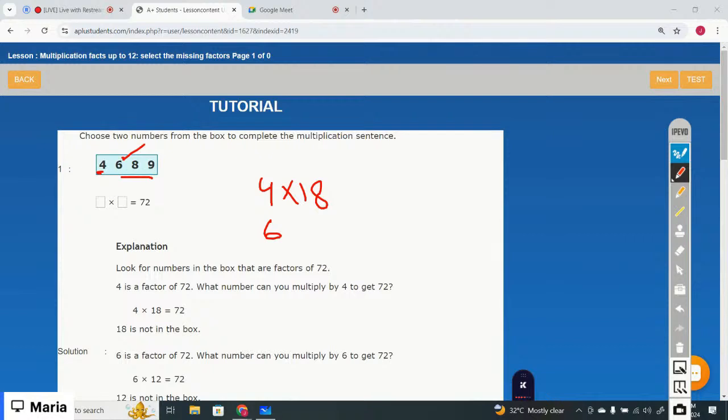6 is a factor of 72 because 72 can be divided by 6. 6 times 12 is 72. You are not given 12 in the box, right? The next one is 8. 8 times 9 is 72. Yes, the correct option is 8 times 9 because 8 times 9 makes 72.